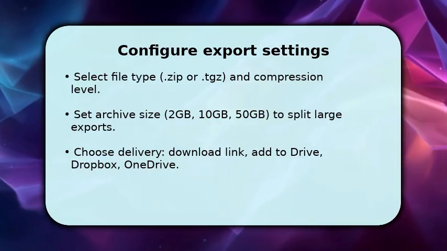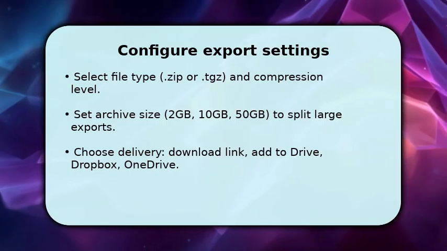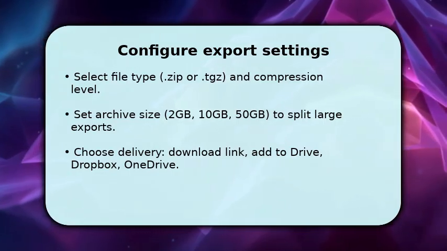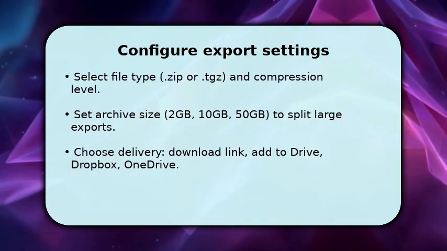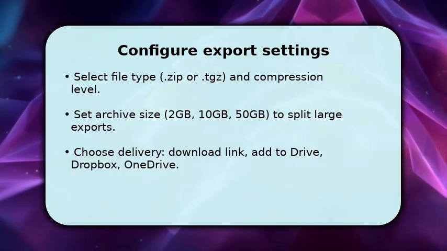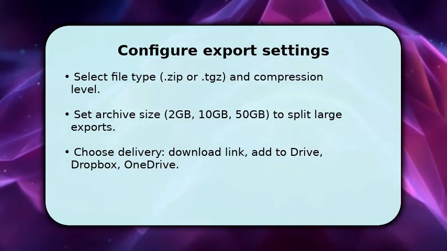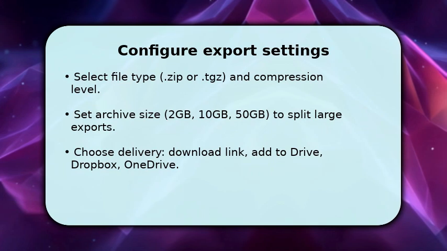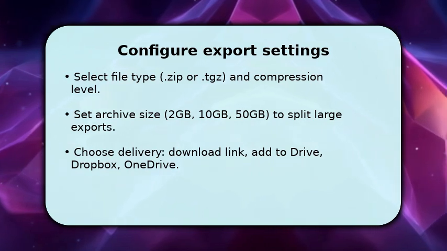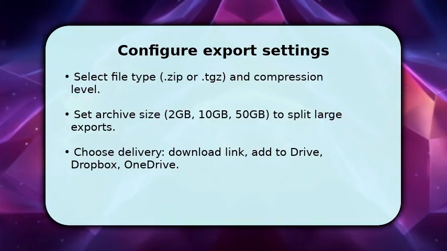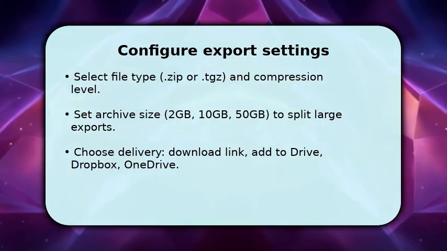Next, set archive size. Pick 2 GB for slow networks or larger chunks for faster transfers. Google will split accordingly. Choose how the export is delivered, a direct download link emailed to you, or automatically add archives to Google Drive, Dropbox, or OneDrive. After that, create the export and monitor progress on the takeout page until it's ready.